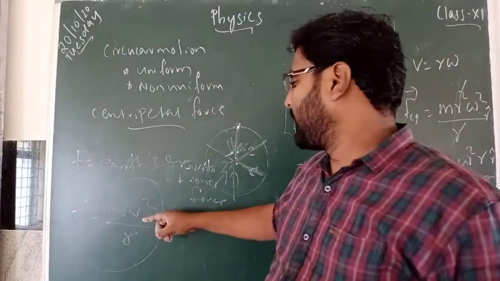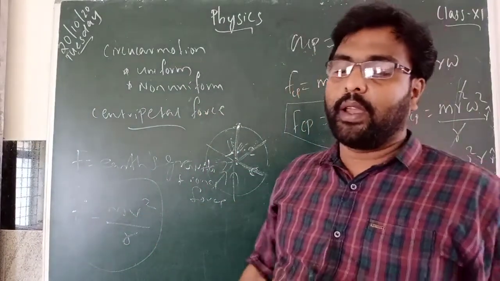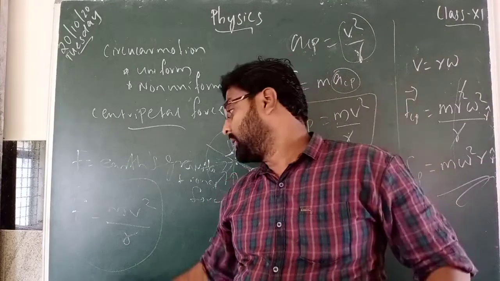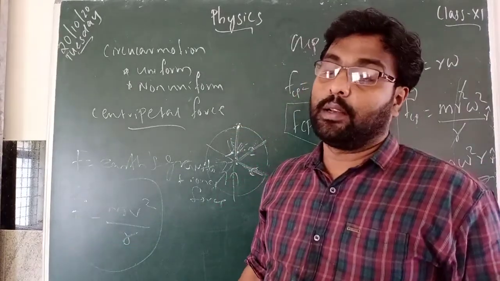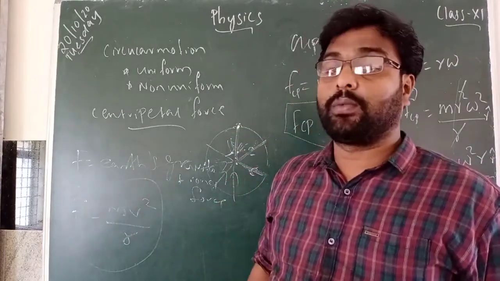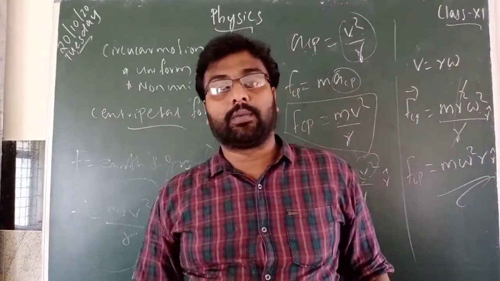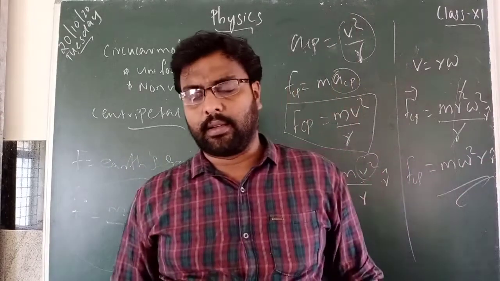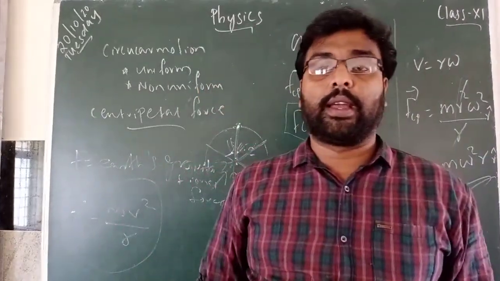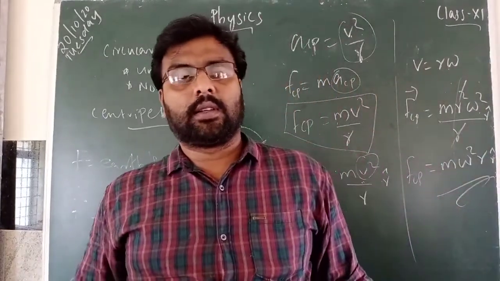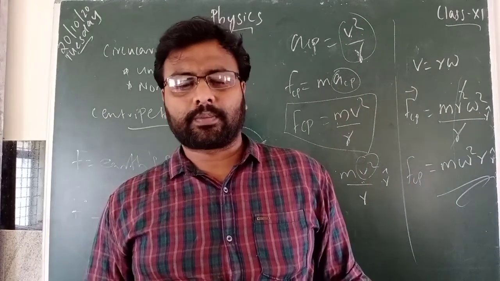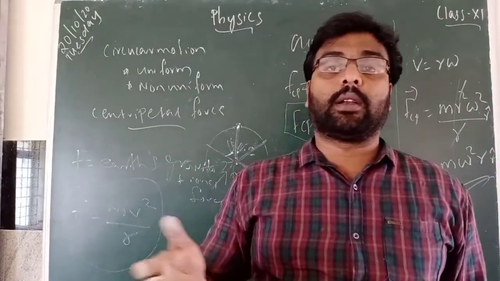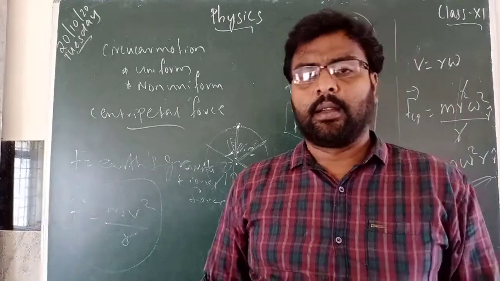The same equation we can use: F is equal to mv square by r. F means the frictional force here, m means the mass of the car, v means the speed of the car, and r means the radius of curvature of the track. It is given on page number 149. This is also a 5-mark question. We can just go through the centripetal force and all these cases.